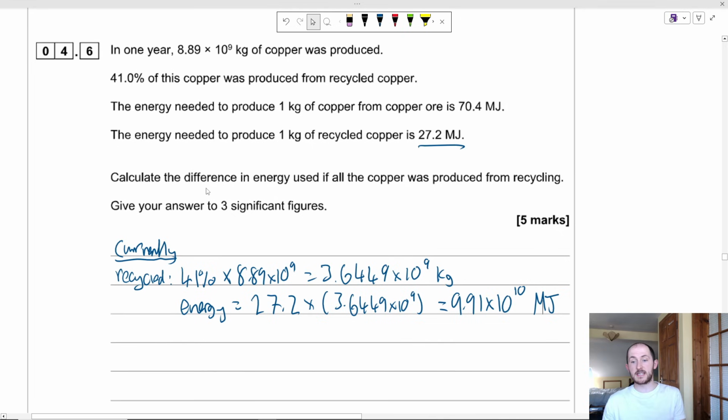And that means the rest of it must have been produced using normal mining methods, okay? Actually, no, it says from ore, let's use ore. So that means 41% of 8.89, so we have two options. We can either do 8.89 times 10 to the 9 minus this, or we can just say, well, what's 100% minus 41%? That is 59%. And then multiply it by the exact same number.